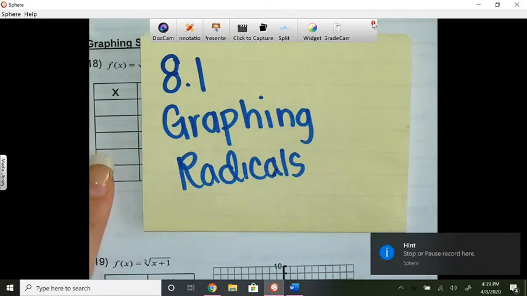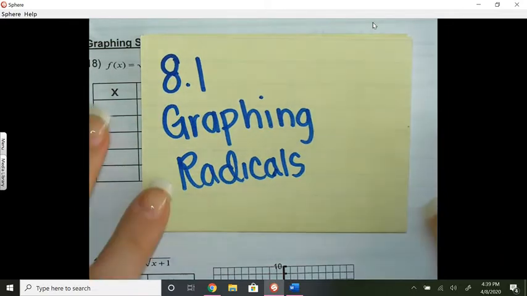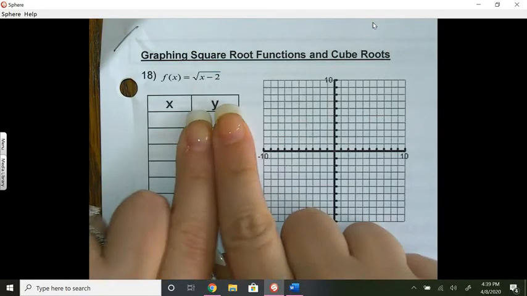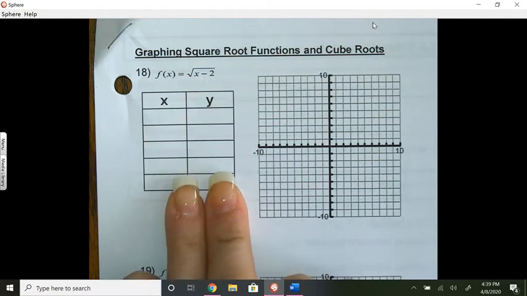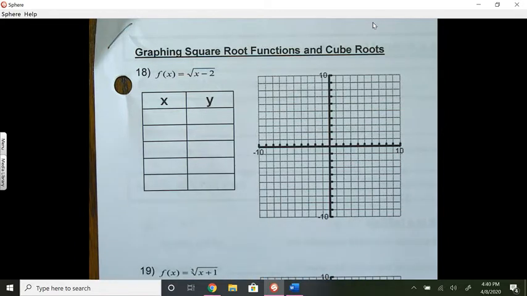This video will discuss how to graph radical functions. So first of all, when we graph, we make a table. Now, earlier in this class, we had a lesson at the very beginning of the semester on how we can just look at the equation and envision what the graph will look like without even graphing it.